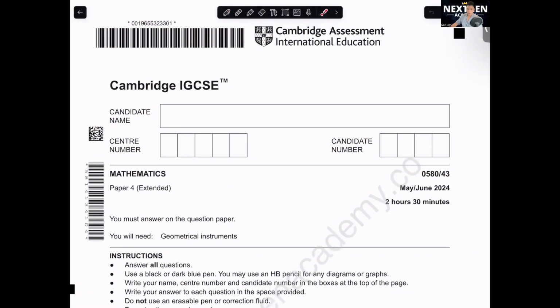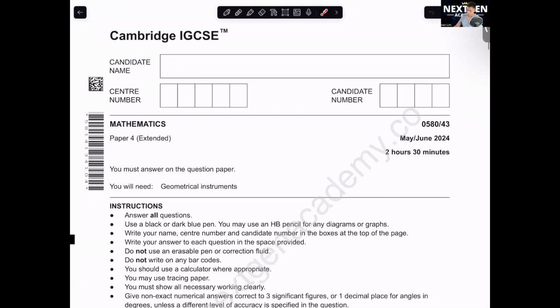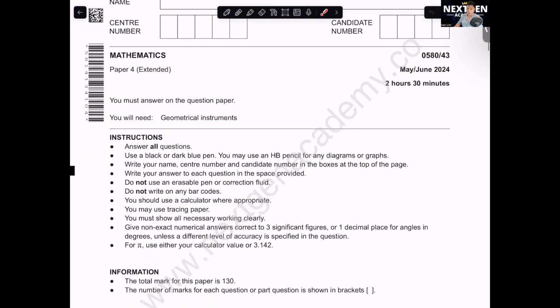All right. Hey, welcome back, my NextGen family. Today, we are going to go through the last paper of May-June 2024, paper 4-3. So you have all survived until this last one already. This is a 2.5-hour paper.